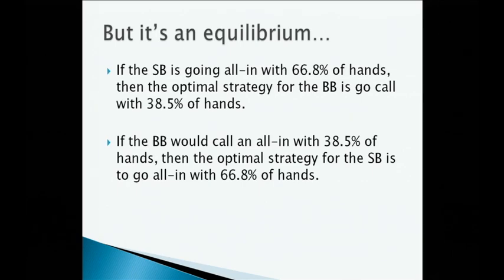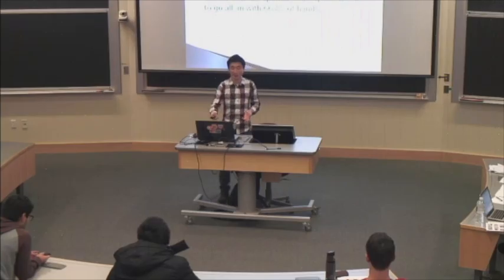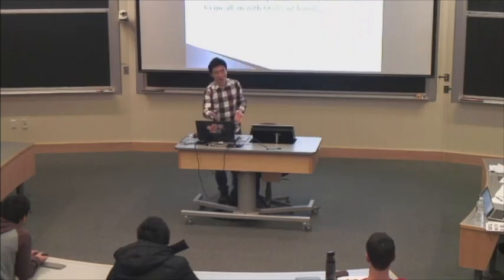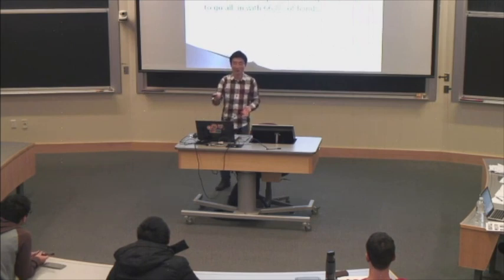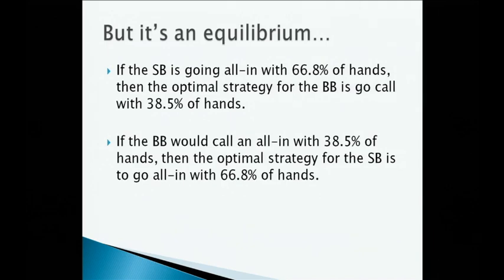Okay, but what's good about the Nash equilibrium strategy is you know you can't be exploited, no matter what they do. The reason why this is called the convergence point is because if the small blind is shoving 66.8%, the best for the big blind to do against that is 38.5%. And the best to shove against a 38.5% calling range is 66.8. So it essentially converges. That's why it's called an equilibrium.